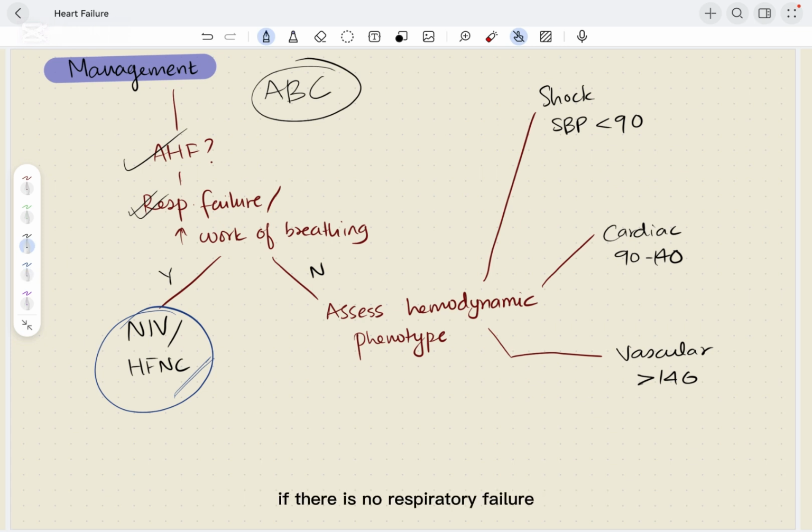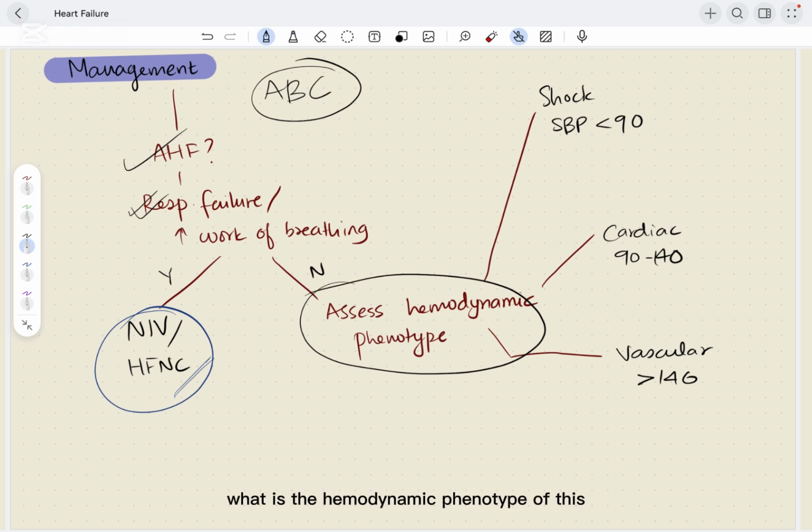If there is no respiratory failure, then we have to look at what is the hemodynamic phenotype of this heart failure. And it's important because we will be managing heart failure according to that. Is the person in cardiogenic shock? That means their systolic blood pressure is going to be less than 90s. Are they in the cardiac phenotype of heart failure, in which case their blood pressure is going to be from 90s to 140s? And are they in the vascular phenotype, in which case their blood pressure is going to be more than 140s?